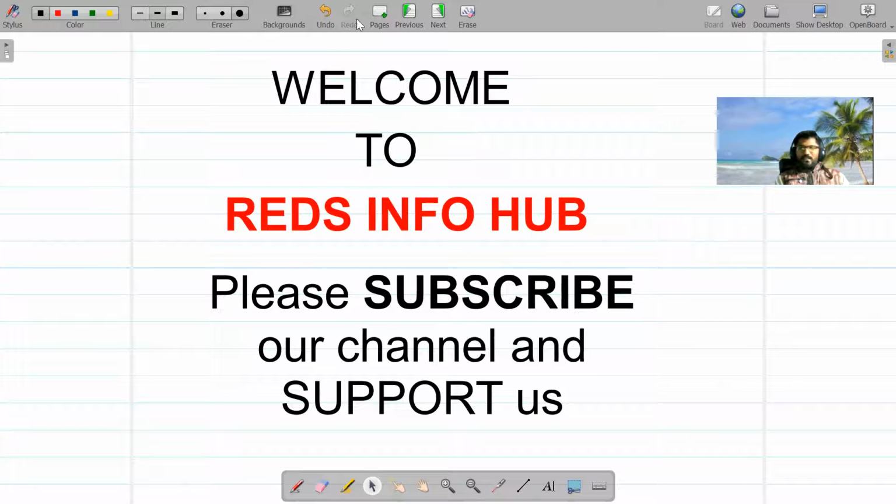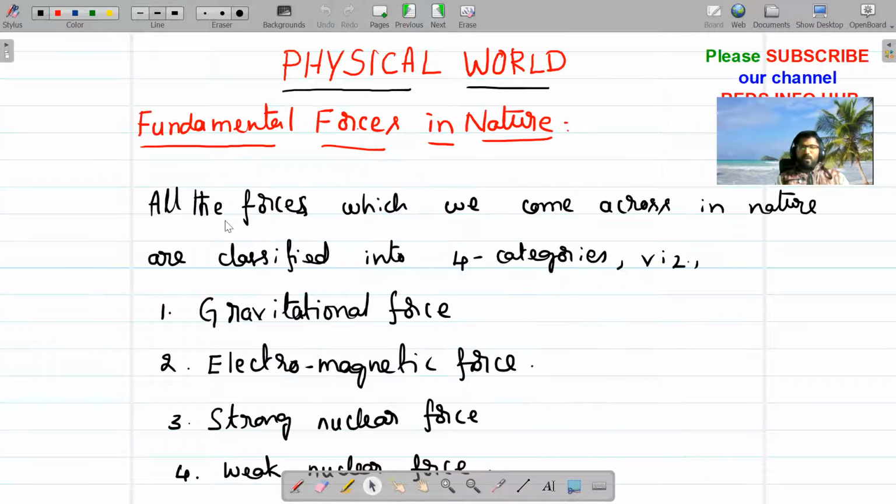Let us see what are fundamental forces in nature. In the entire nature or universe, all the forces which we come across are classified into four categories, namely gravitational force, electromagnetic force, strong nuclear force, and weak nuclear force.